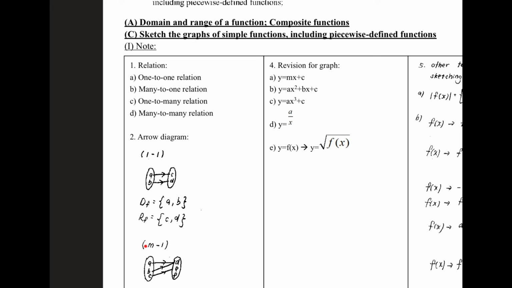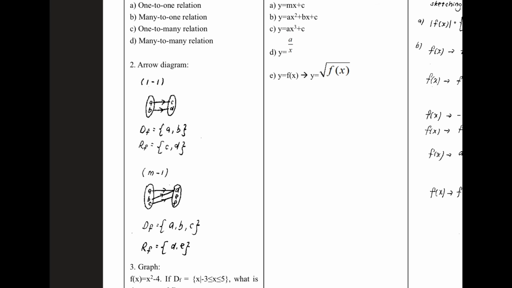The next one, we have many-to-one relation. As you can see the arrow diagram here. So what we have is, we have many objects that map to one image. For example, object A and object B, they map to image D. Hence, this is many-to-one relation.